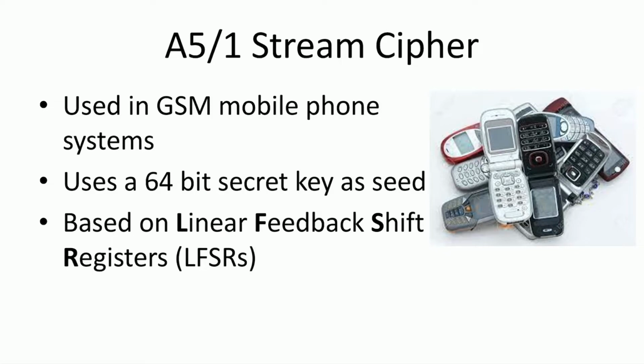So let's look at the pseudorandom key stream generator of another popular and one of the oldest stream ciphers, which is the A5 stream cipher. Now this was developed around the same time when RC4 was developed, and it was used to provide over-the-air communication privacy in GSM mobile phone systems. So this stream cipher uses shift registers, which means that they were meant to be built in hardware. And we use a 64-bit secret key as a seed in the A5/1 stream cipher.